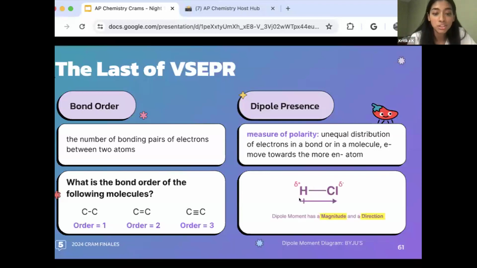So dipole moments do have a magnitude and direction, and these are really important when you're assessing whether a molecule is polar or non-polar based on symmetry, to see whether or not the dipoles cancel each other out. Sometimes dipoles can be stronger than other ones, so that's also something really important to keep in mind.